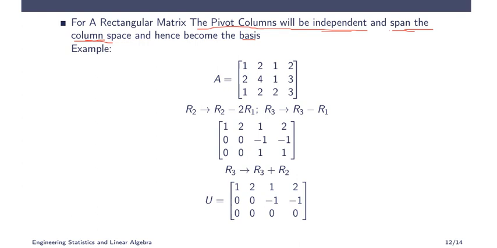So we will consider an example here: 1 2 1 2, 2 4 1 3, 1 2 1 2 2 3. So here 2, so R2 becomes R2 minus 2 R1, here 1, so R3 becomes R3 minus R1. So first we will do this operation: 2 minus 2 is 0, and 4 minus 4 is 0, 1 minus 2 is minus 1, 3 minus 4 is minus 1. Now the second operation, R3 becomes R3 minus R1: 1 minus 1 is 0, 2 minus 2 is 0, 2 minus 1 is 1, and 3 minus 2 is 1.